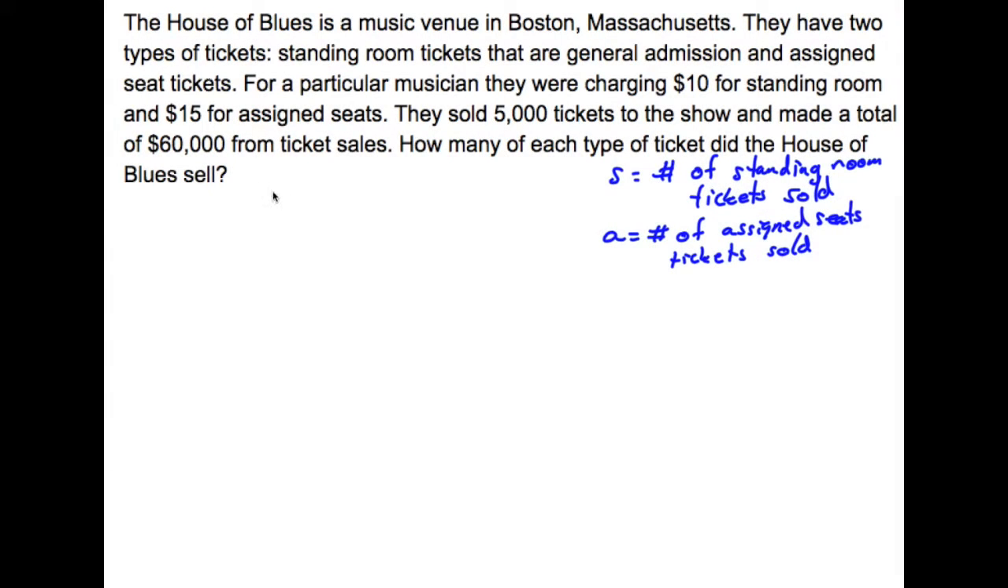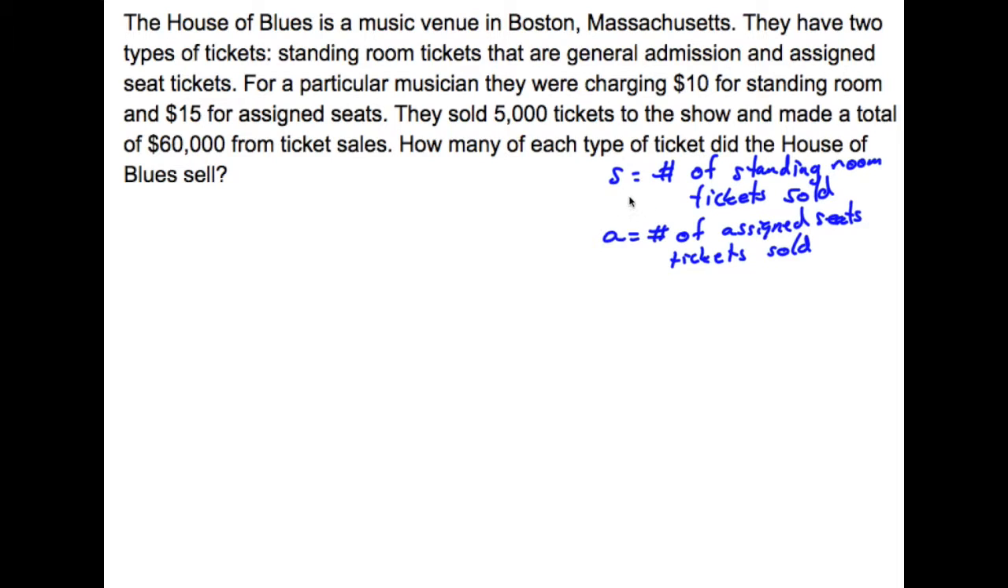Word problem that has to do with linear systems of equations. This question says, the House of Blues is a music venue in Boston, Massachusetts. They have two types of tickets, standing room tickets that are general admission and assigned seat tickets. For a particular musician, they were charging $10 for standing room and $15 for assigned seats. They sold 5,000 tickets to the show and made a total of $60,000 from ticket sales. How many of each type of ticket did the House of Blues sell?